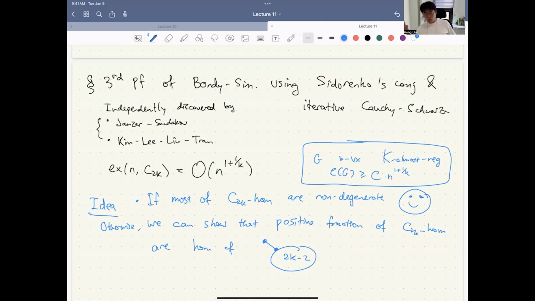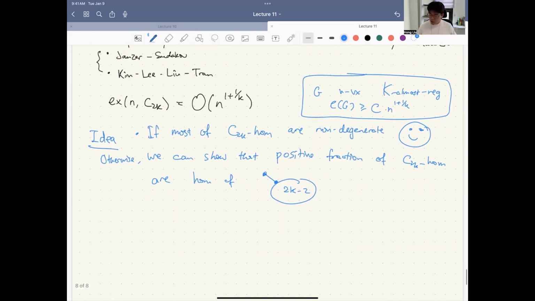So assume most of the C2K homomorphisms are non-degenerate, then we can show somehow that a positive fraction of all homomorphisms of C2K are homomorphisms of 2K minus 2 with a pendant edge. So meaning this is roughly the same count as 2K in terms of homomorphism count.